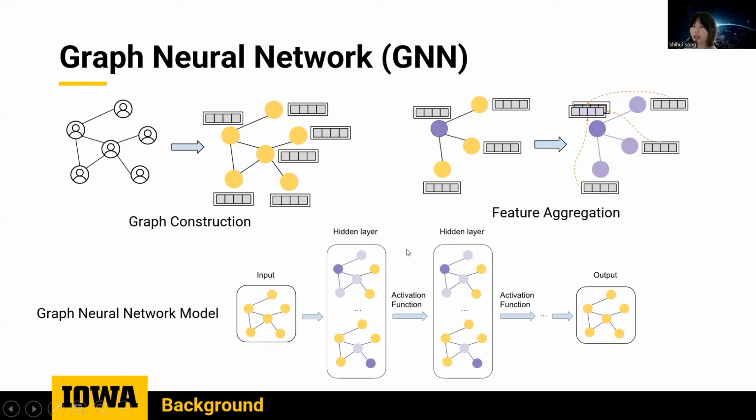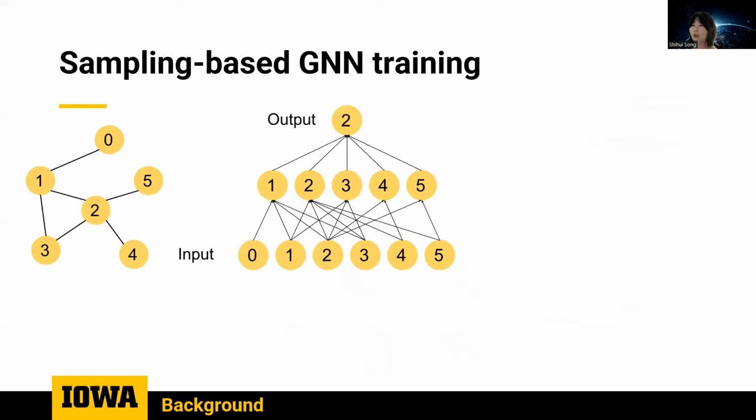However, in every layer, if we aggregate all the neighbors' information for each node, the computation overhead will be large. For example, in this graph, if we want to obtain the representation of node 2, we need to aggregate the information of all its neighbors from node 1 to node 5 in the previous layer. However, the representations of these nodes rely on the nodes in the input layer, so the number of nodes involved in the computation is exponential, and the computation overhead will be large as the layers increase.